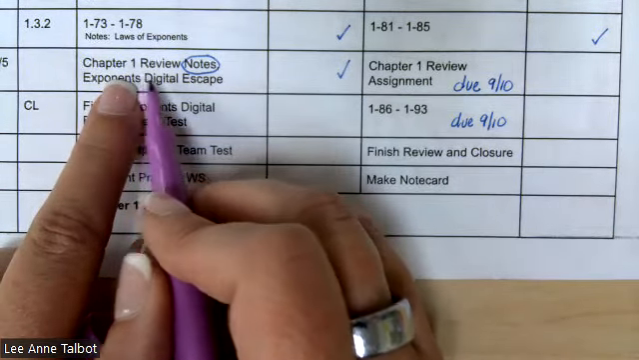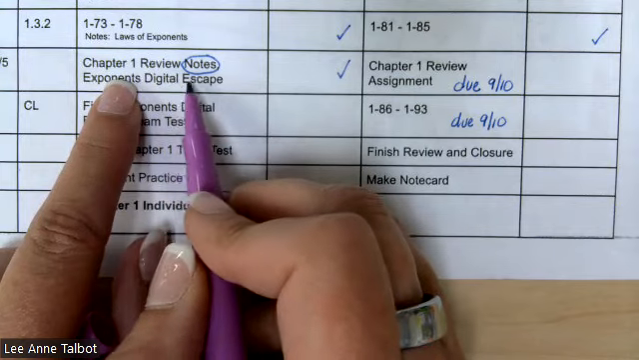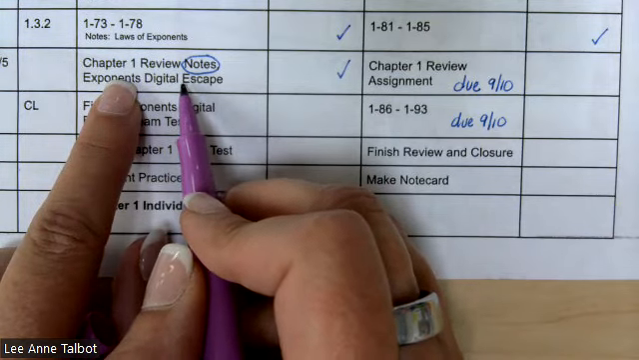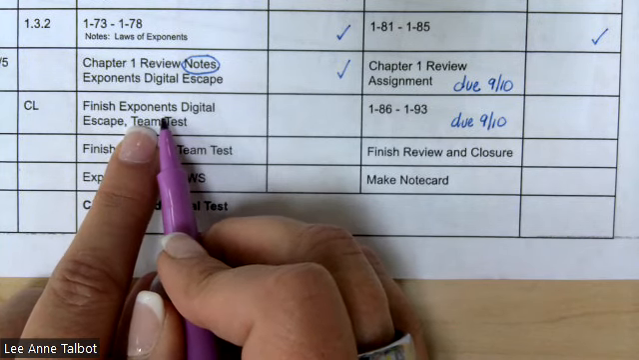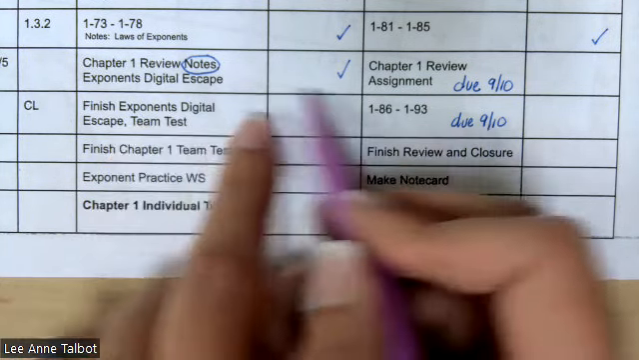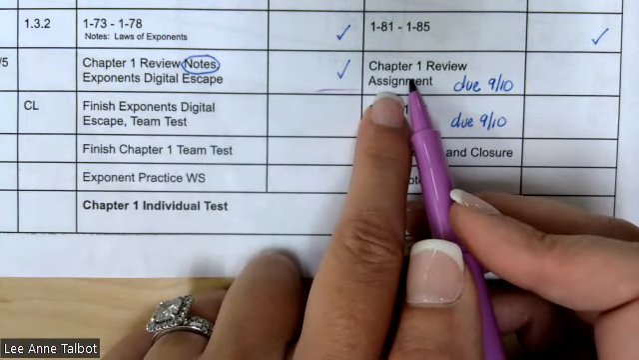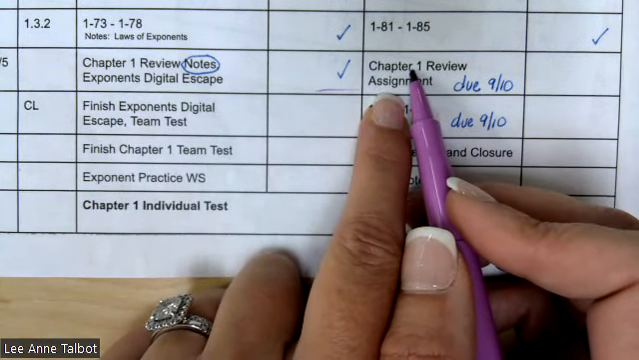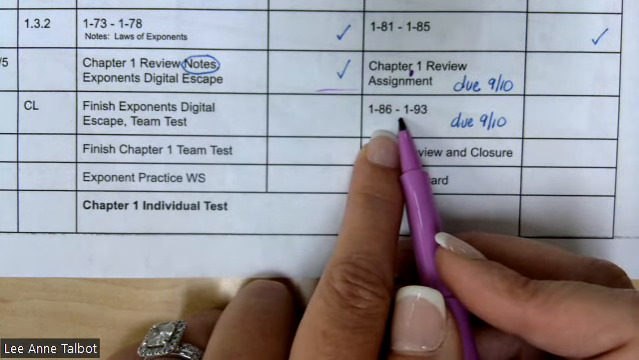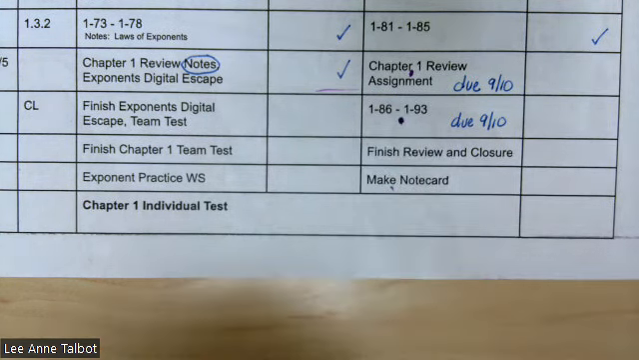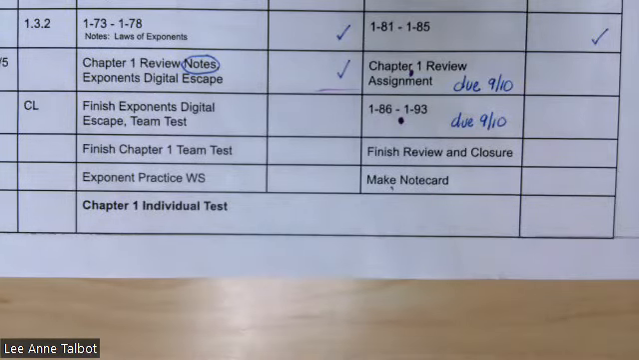If you're not done with the digital escape, you need to start with that. If you're done with that, work on the team test. If you're done with that, work on the review assignment. If you're done with that, work on the closure problems. If you're done with that, make a note card for the test, which I'm going to hand out in a moment.